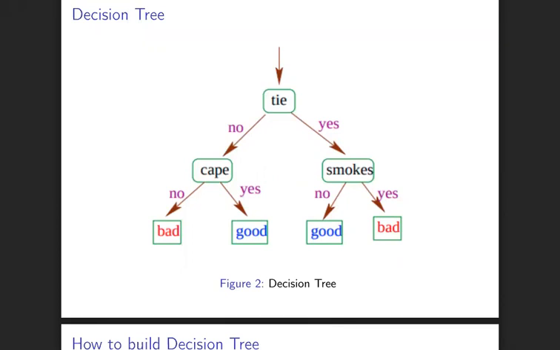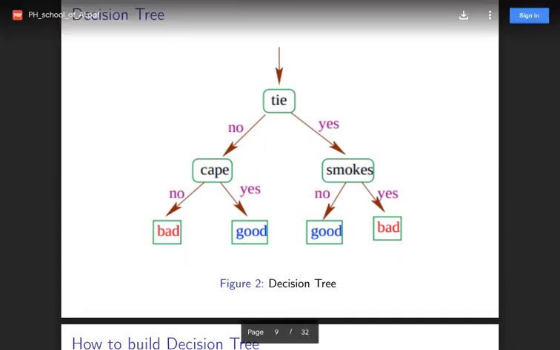Tie, then bad. Let me just annotate so that it makes it easy. All right, so you have tie. So you go like this or go like this, right? This is to know if this particular person is good or bad. So you build trees based on the data that you have.